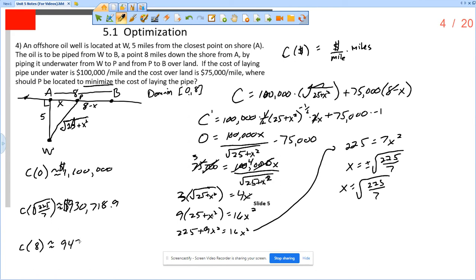So 943,398, which is obviously more. And so this is the minimum. So how do we answer the question though? Where should P be located?